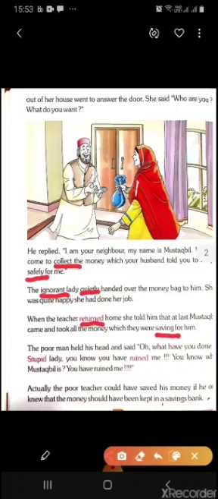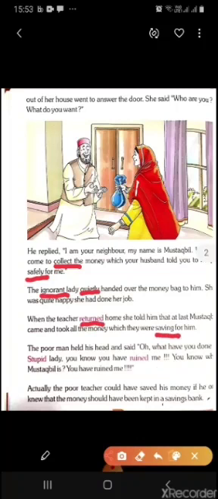Now let's see what was the reaction of that old teacher after he came to know about his wife's job. The poor man held his head and said, "Oh, what have you done, stupid lady? You have ruined me. You know who Mustaqbil is? You have ruined me." Now, that poor old teacher was very upset. He said to his wife that she had already ruined him.